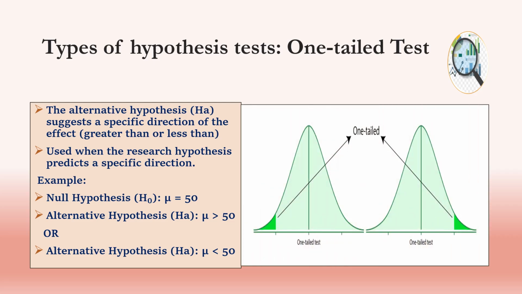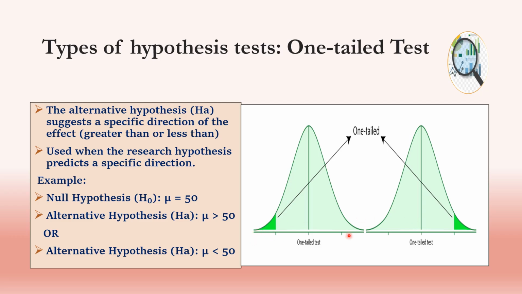This is a graphical representation of one-tailed test. And here in this first normal curve, we can see the left-hand side is getting shaded. That means the critical region or the rejection region is falling on the left-hand side of this graph. And for the second graph, we can see the critical region, that is the shaded region, is on the right-hand side. So this is an example of a right tail test, and this is an example for left tail test.